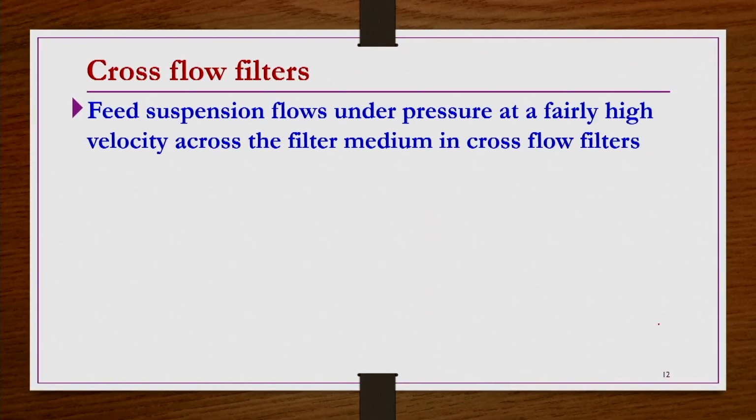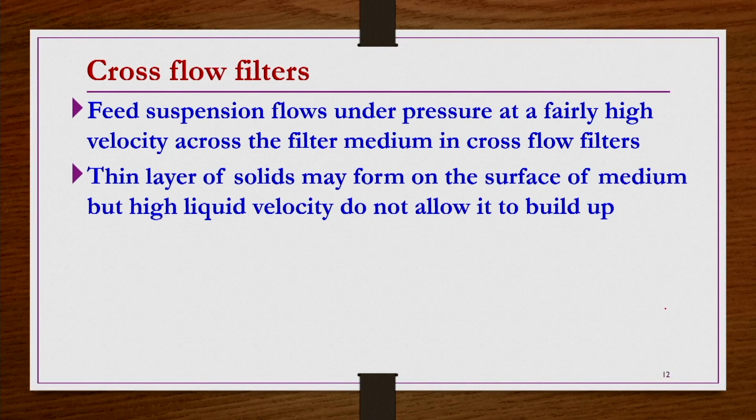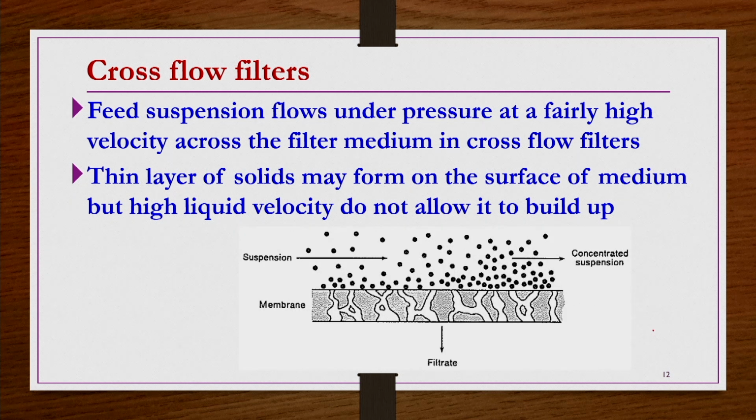So, feed suspension flows under pressure at a fairly high velocity across the filter medium in cross flow filters, and a thin layer of solids may form on the surface of the medium, but high liquid velocity does not allow it to build up as a cake. Let us say we have a membrane surface, or the filter medium in our terminology, which may have continuous pores without any interlocking, or interconnecting pores, as shown here. All kinds of pores are possible in a membrane surface.